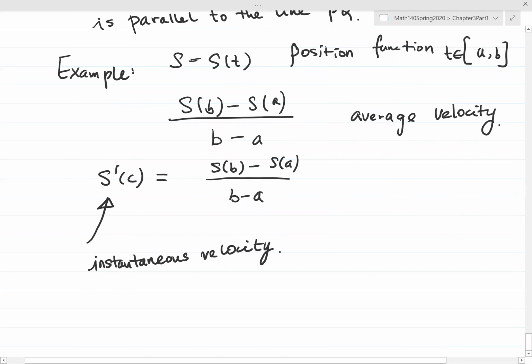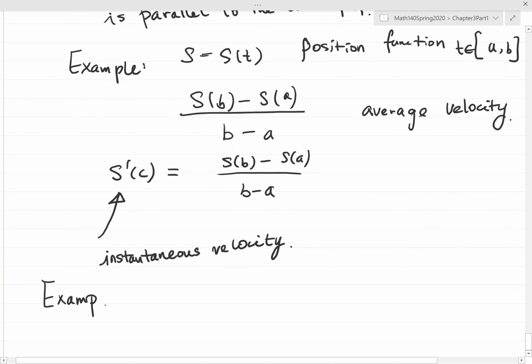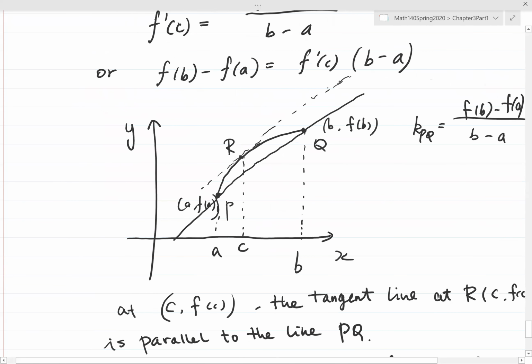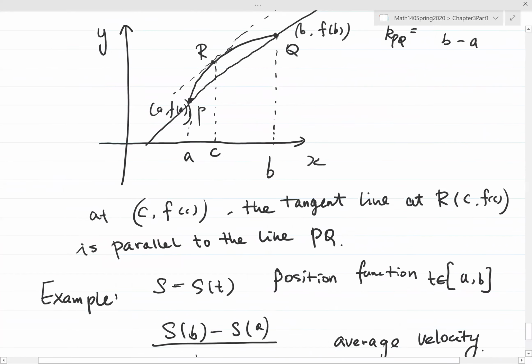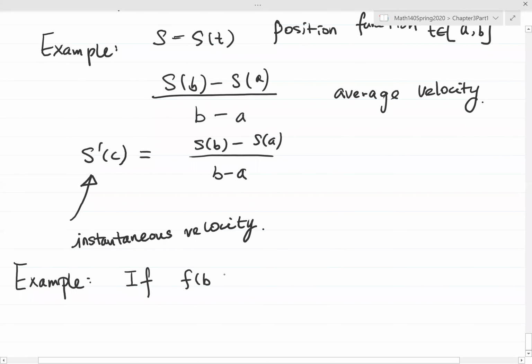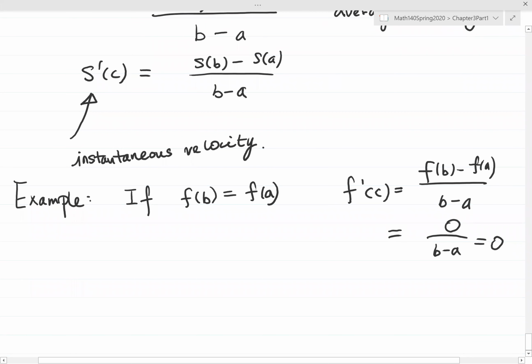Application of the mean value theorem. Let's see some applications. From the mean value theorem, we can deduce Rolle's theorem, so they are actually equivalent. Remember in the mean value theorem we only have conditions 1 and 2. If instead we also have condition 3, that f(b) equals f(a), then f'(c) equals (f(b) minus f(a)) over (b minus a), which is 0 over (b minus a), so it is 0. This is exactly what Rolle's theorem says.